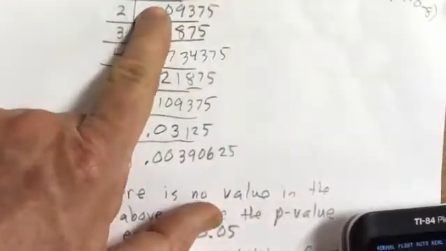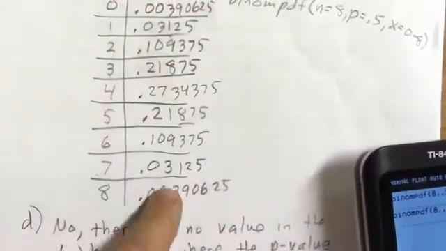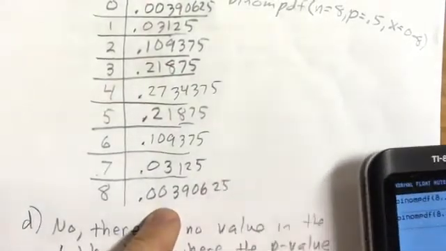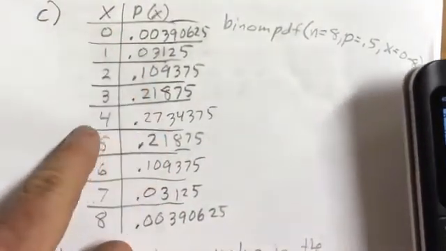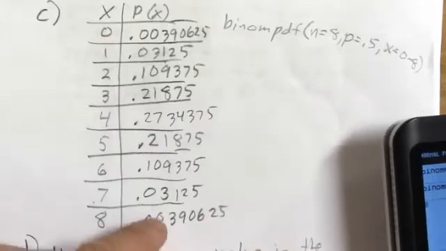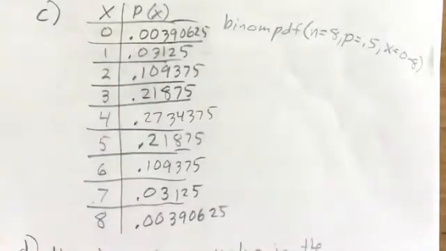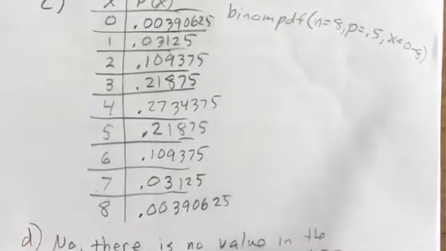And so I did that for all of this, all the way through 8. Okay. You'll notice it's symmetrical because our p is 0.5. So the probability of 8 is the same as the probability of 0. But anyway, that's how you do that.